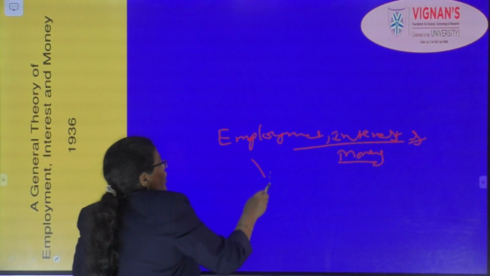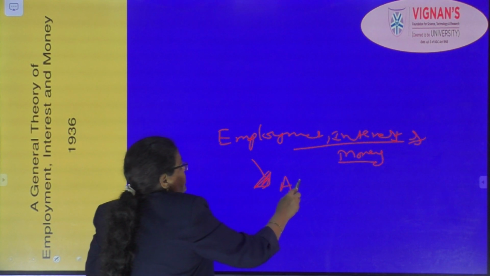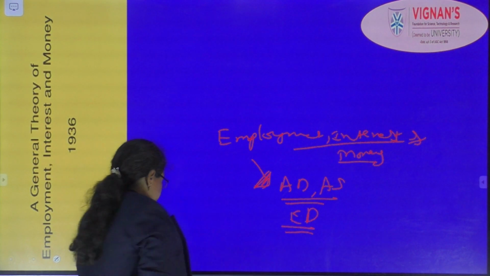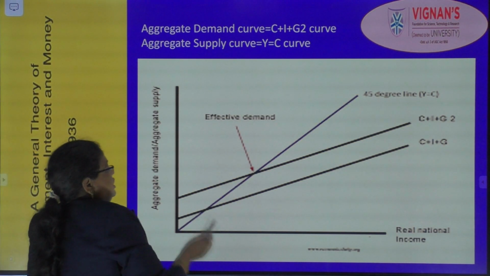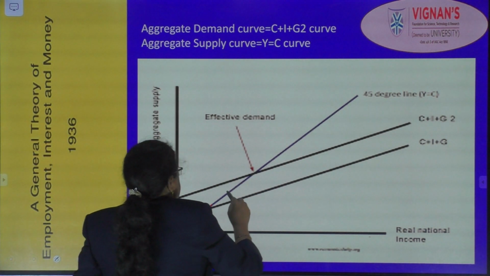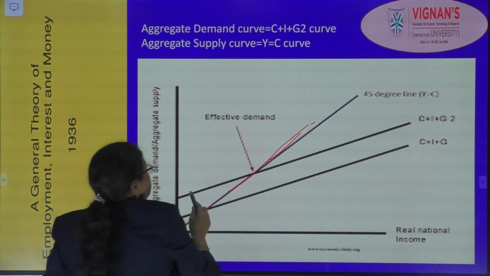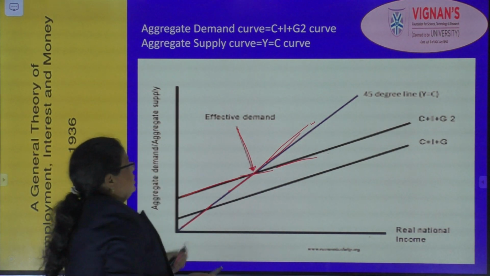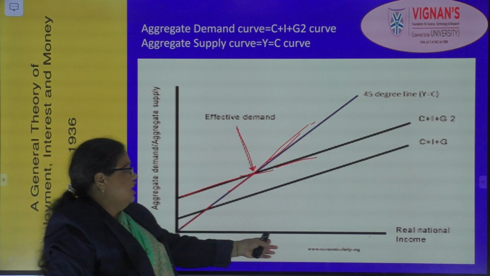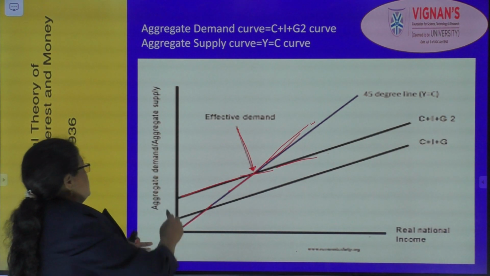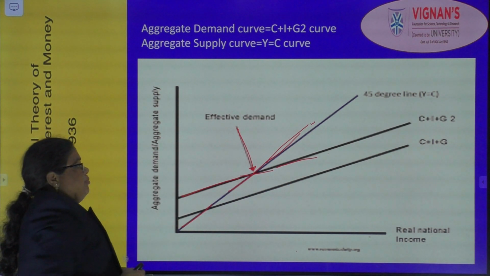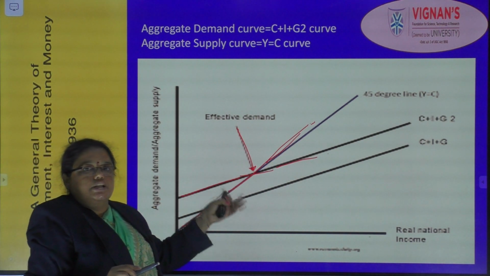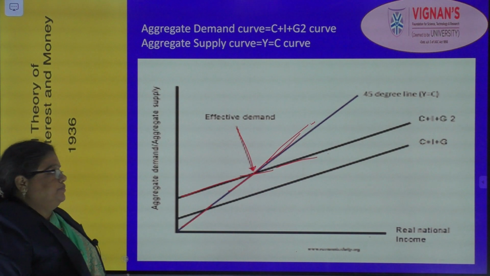Under this theory, we have learned about aggregate demand, aggregate supply and effective demand. This is the aggregate supply price curve. This is the aggregate demand price curve. The coincidence of these is the effective demand point, with level of the employment or income on one axis and aggregate demand or aggregate supply price on the other. Where aggregate demand price is equal to aggregate supply price, that point is known as the effective demand point.